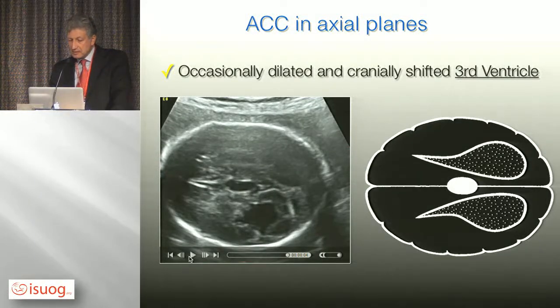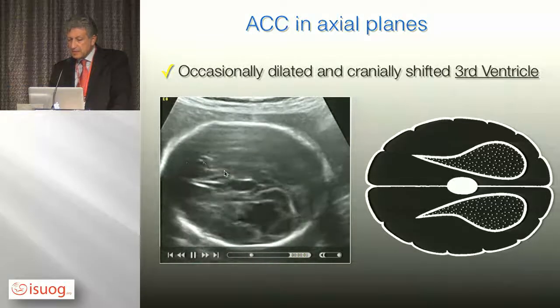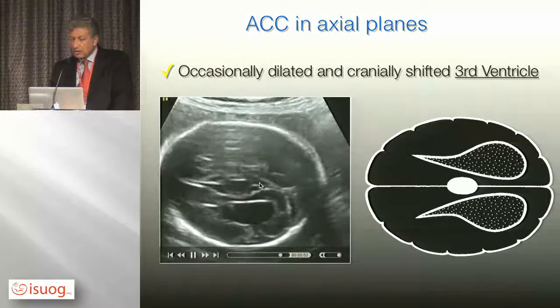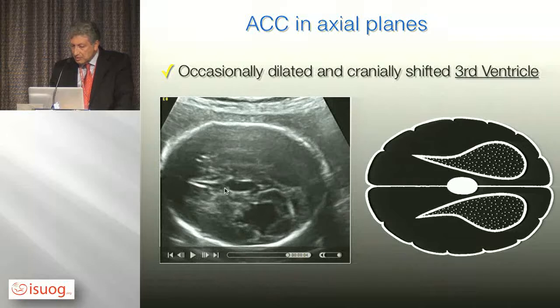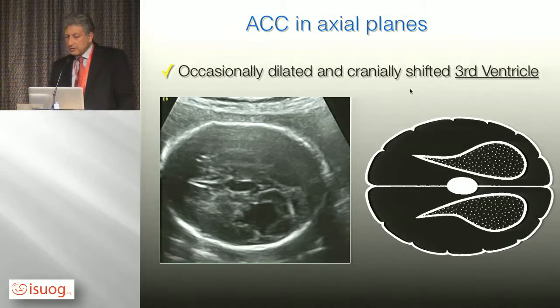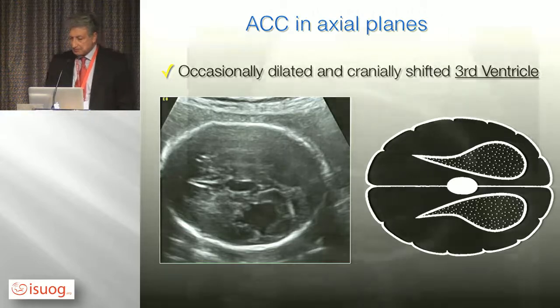And you see in this fetus, there was an addition, as Gianluigi was saying, once you have an absence of septum pellucidum, even if you are stuck to the agenesis of corpus callosum, you see here a kind of schizencephaly. The dilated and shifted third ventricle is present occasionally, but especially in later gestation, it may be more obvious.